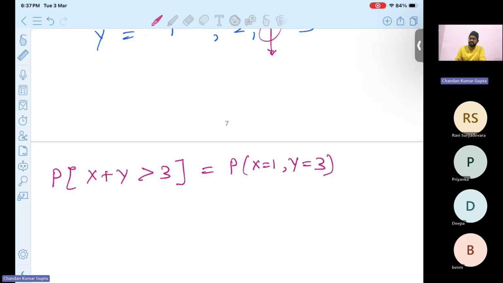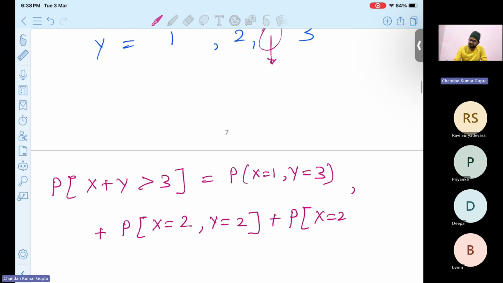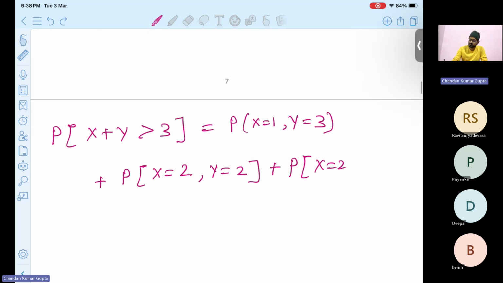So the probability that x plus y is greater than 3 equals the probability that x equal to 1, y equal to 3, plus the probability x equal to 2, because x equal to 1 has all three combinations. 1 and 2 are not there, only 3 is there. Now the probability that x equal to 2 and y equal to 1 is not there. Y equal to 2, yes, because 2 plus 2 comes out to be 4, which is greater than 3. Now the probability that x equal to 2 and y equal to 3 is also there, because 2 plus 3 comes out to be 5, which is greater than 3 again.